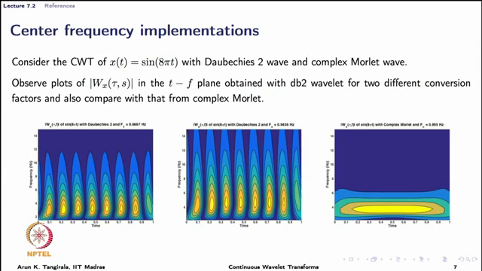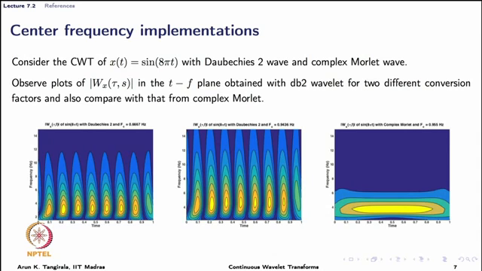This should dispel any confusion that you may have with this conversion factor Fc being the peak of the energy spectrum of the wavelet, because the true frequency in this case is 4 hertz and the frequency at which the magnitude of CWT reaches a peak is much closer to 4 when I use the center frequency as a conversion factor vis-a-vis using peak frequency as a conversion factor.